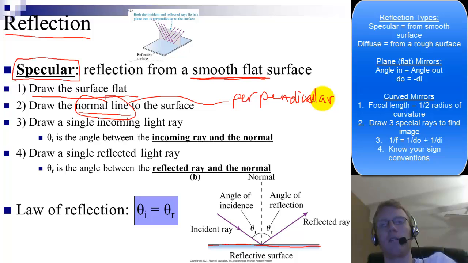Perpendicular. Anyway, the reason that we draw a normal line is because the angles are all measured relative to the normal line instead of relative to the surface. So you have to draw in your normal line. Typically, you'll draw that in as a dashed line.